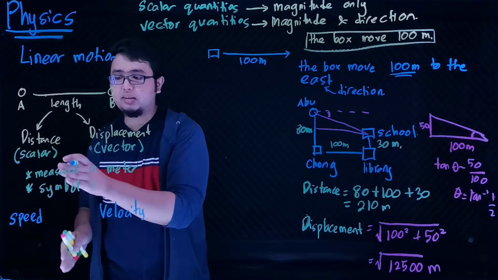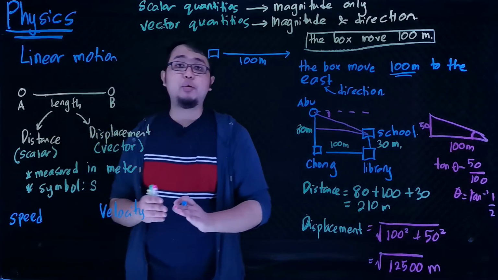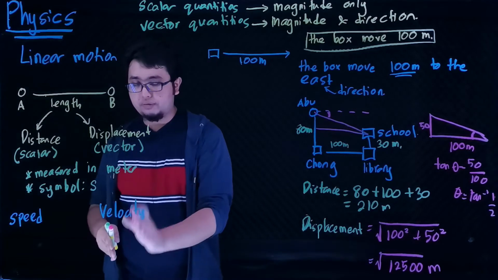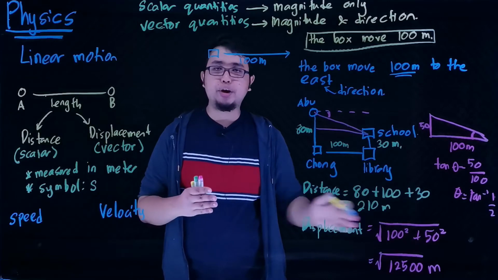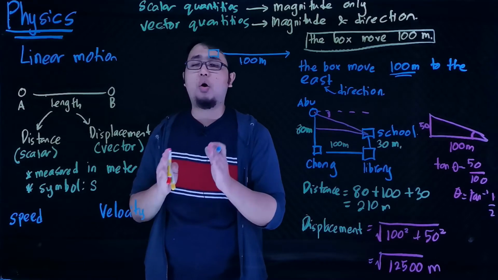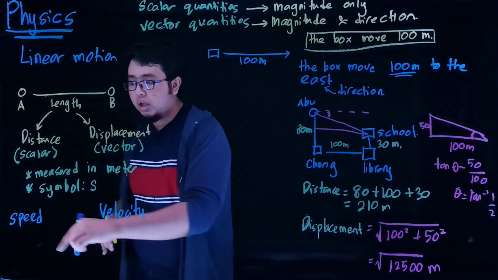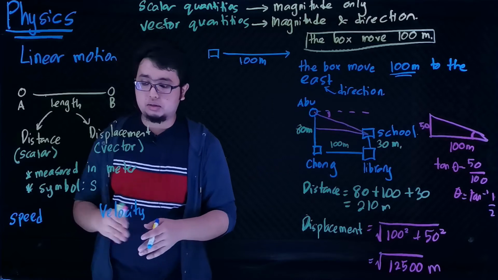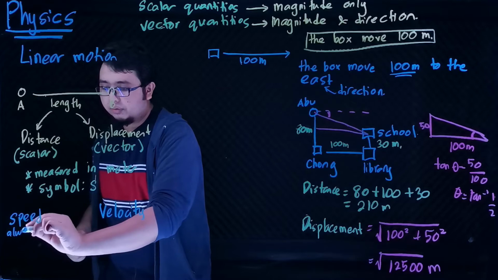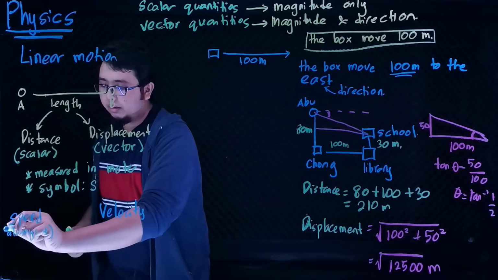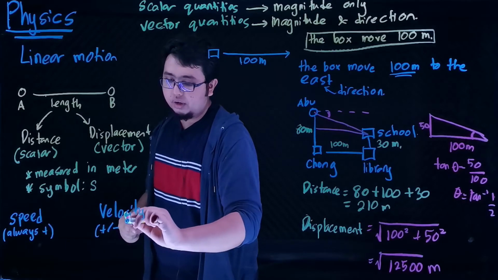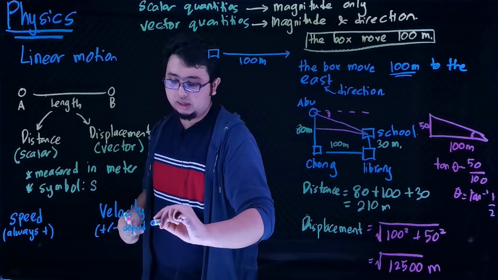So for speed, since it is a scalar quantity, the value is always positive regardless of whether you're going forward or backward. For velocity, if you're going forward or to the right, it's always positive. If you're going backward or to the left, it's always going to remain negative. So for speed, since it's a scalar quantity, always positive. For velocity, it can be either positive or negative depending on direction.